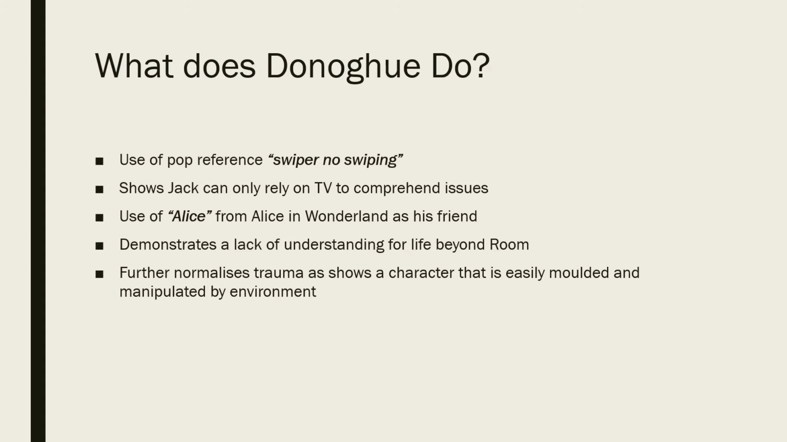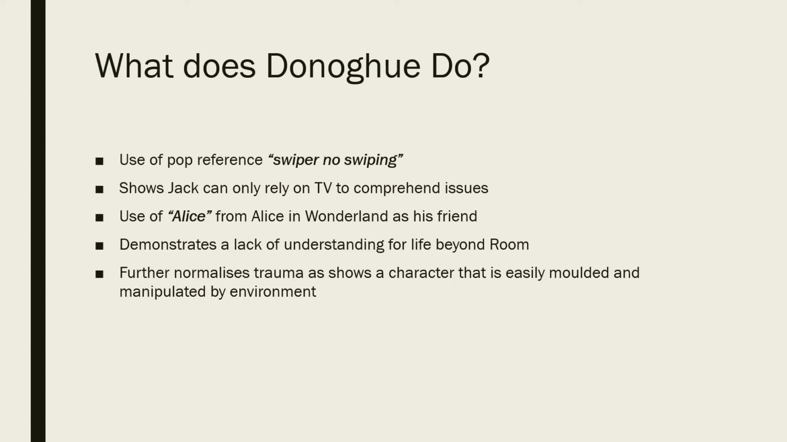From this conversation, we can see that Jack's Ma is trying to share some of her experience with Jack to help him understand their trauma. Donoghue showcases his lack of comprehension through the use of pop culture reference of swiper no swiping from Dora. The trauma of their situation is further normalised from this discussion, as Jack can only comprehend it through references that are known to him, which in this case is TV content.